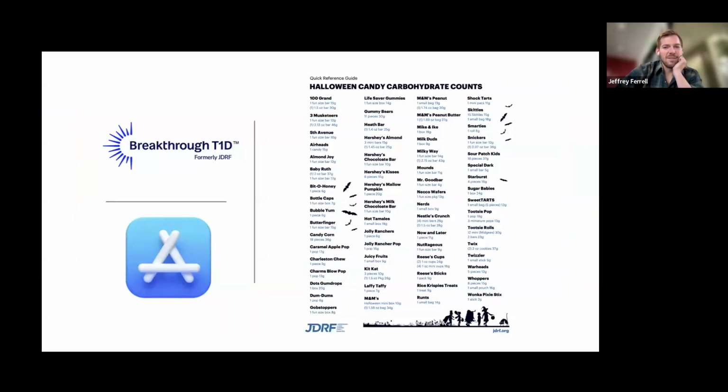You can't give a diabetes lecture on October 30th without discussing Halloween. So we have here a resource from the Juvenile Diabetes Research Foundation, now considered Breakthrough T1D. This is a handout that they give to families that gives them an easy way to know how much each piece of candy contains as far as carbohydrates.